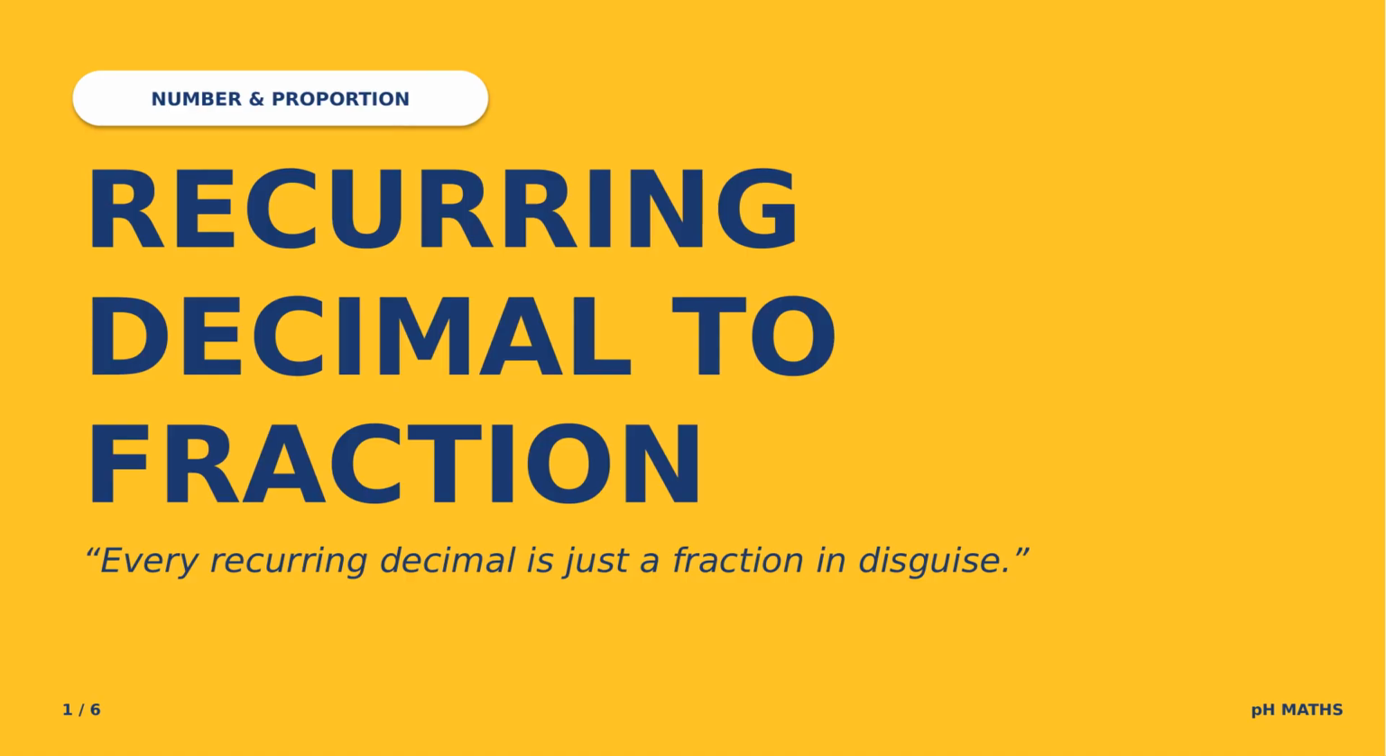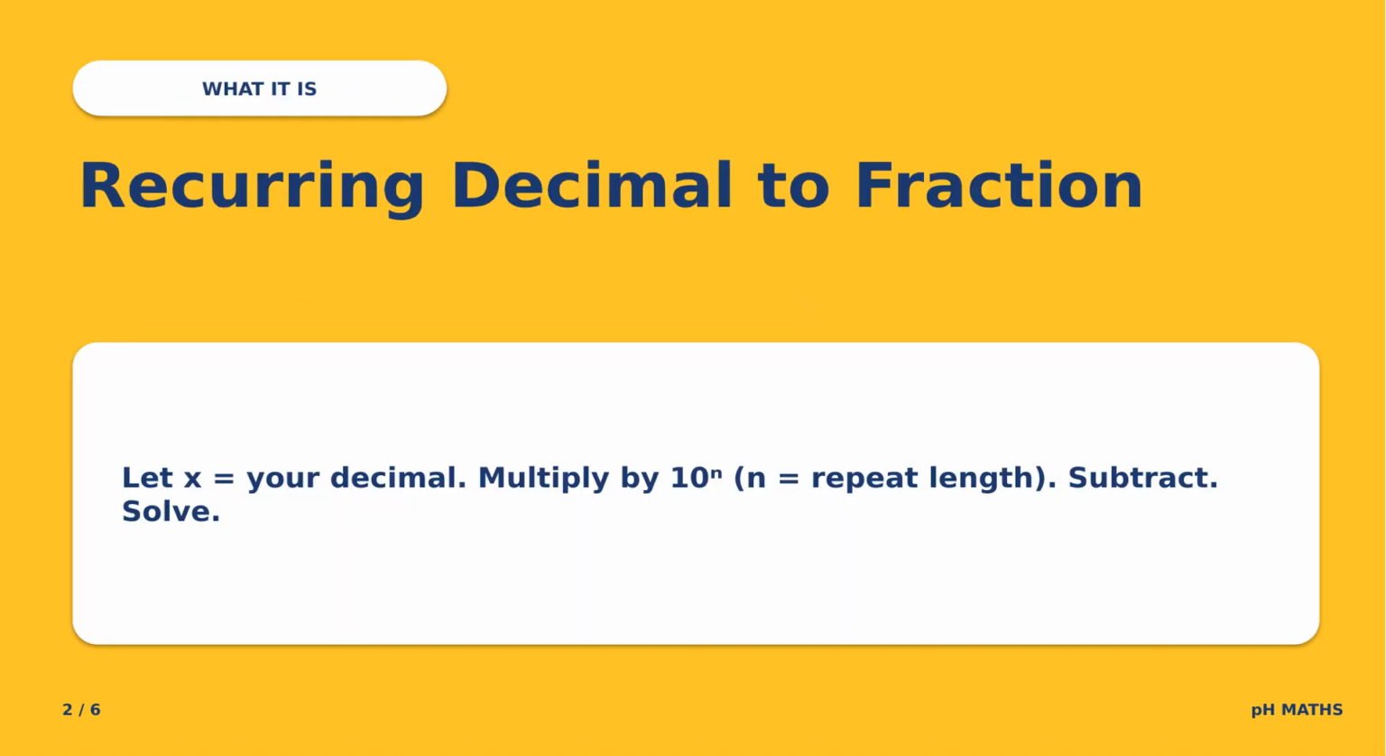Definition. Let x equal your recurring decimal, multiplied by 10 to the power n, where n is the length of the repeating block. Subtract the original x, and the recurring tail cancels. Solve for x. The result is your fraction. One method applies to every recurring decimal you'll meet.